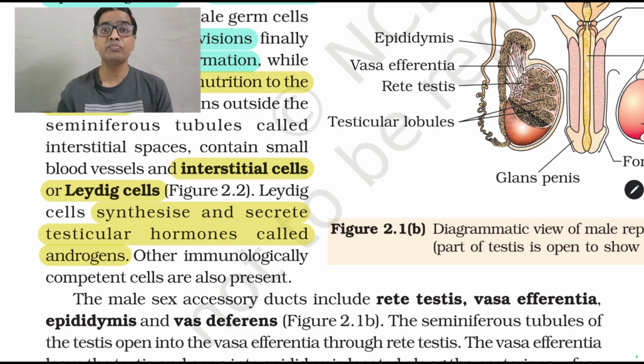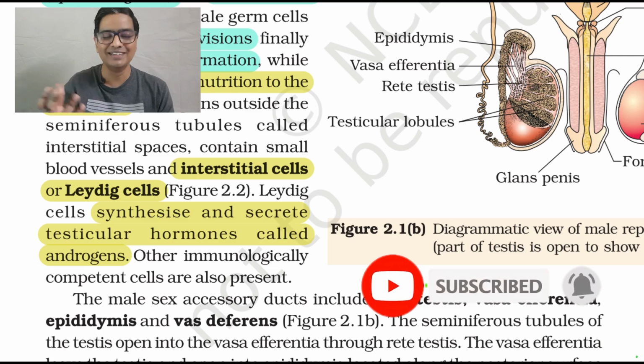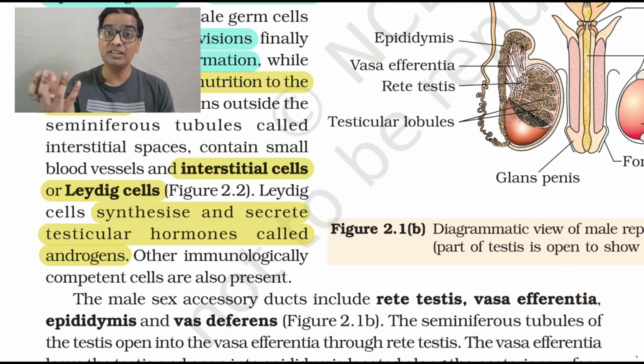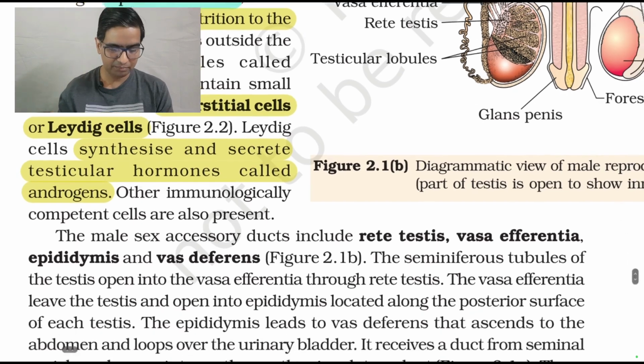Testosterone. Amazing. Plus, now the bio people have this amazing knack of making things slightly difficult for talking purposes so that others don't understand us. That's one of the drawbacks of science. So they could have said WBCs are present, but just to add weightage or gravitas to the situation, we say immunologically competent cells are also present. Basically, outside the seminiferous tubule, there are WBCs also. Simple.